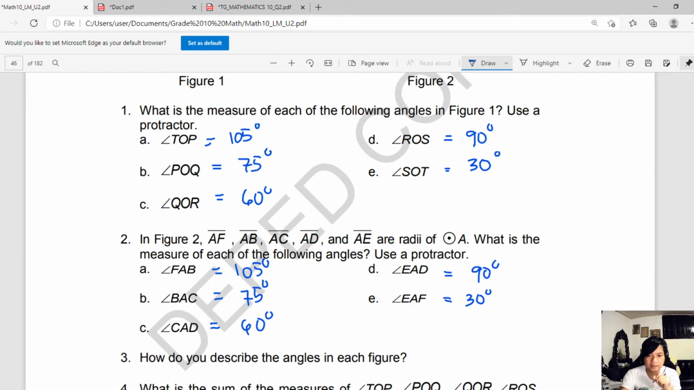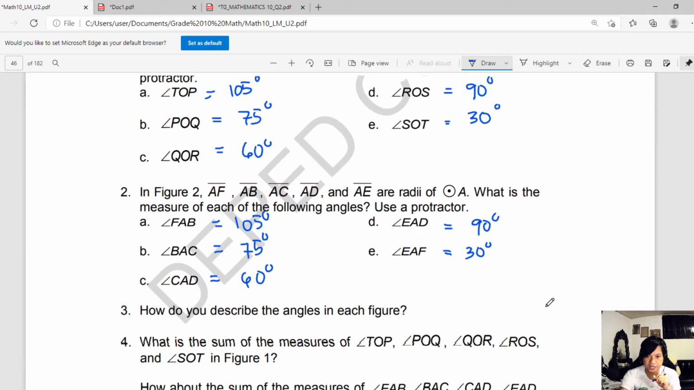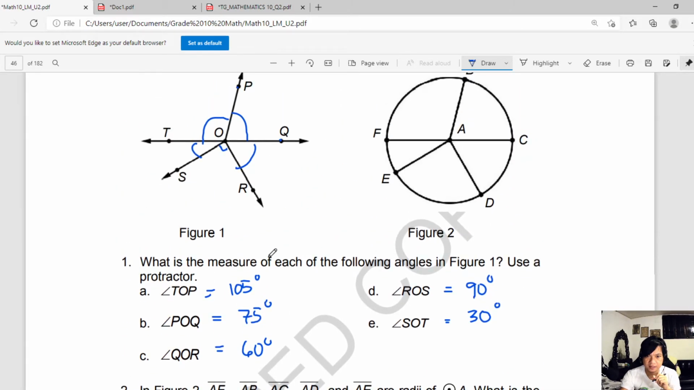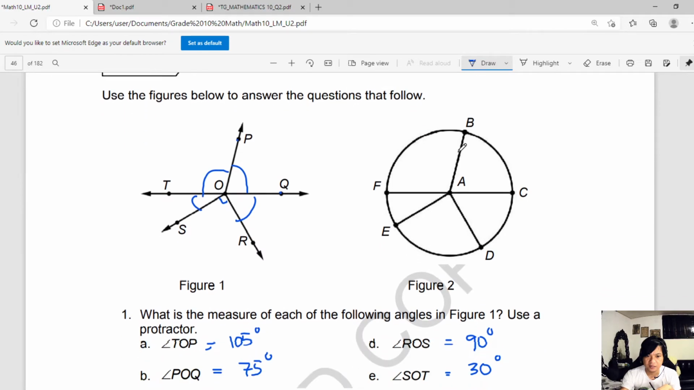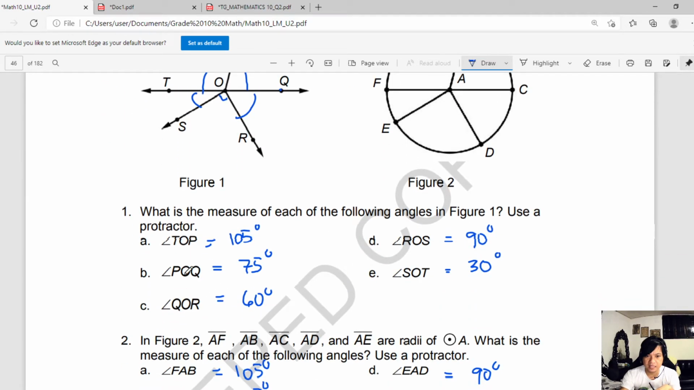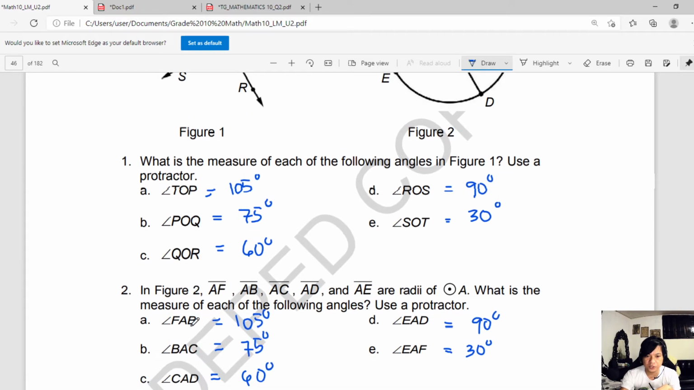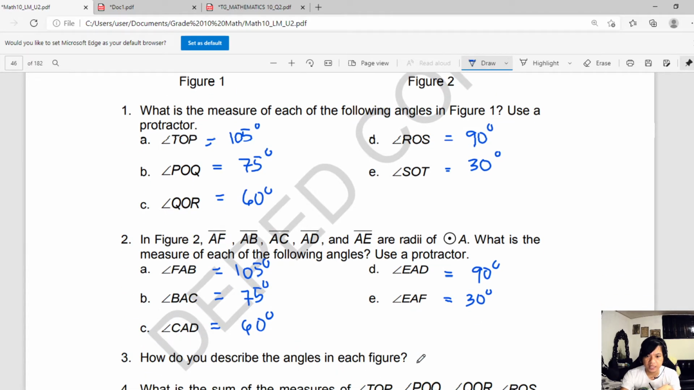How do you describe the angles in each figure? Paano natin describe yung each? So, lahat ng angles dito, isa lang yung kanilang vertex. Lahat dito, lahat, isa lang yung kanilang vertex. The same also with figure 2. So, it has a common vertex.